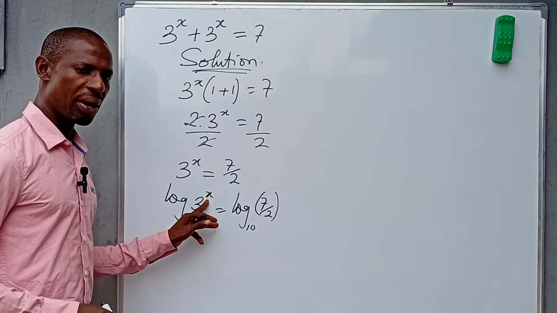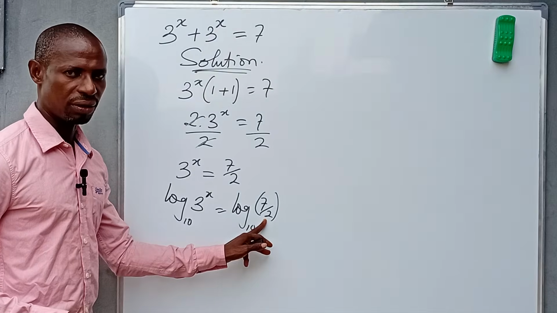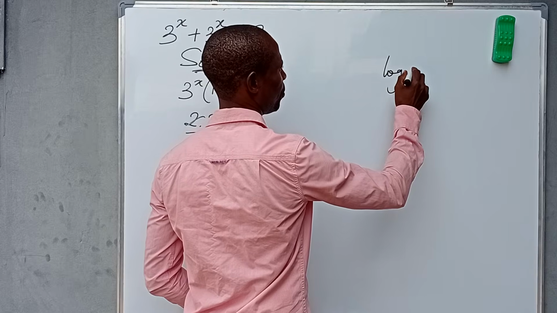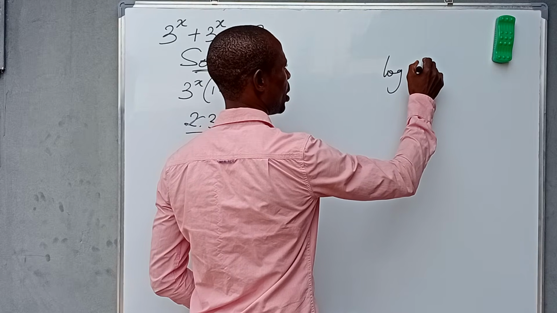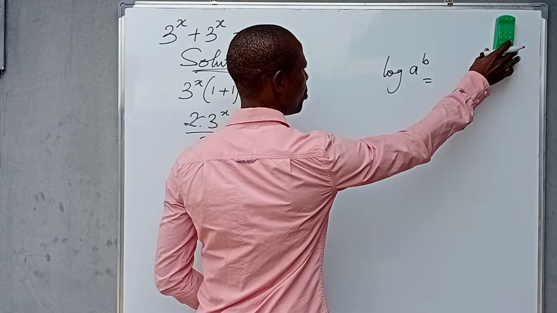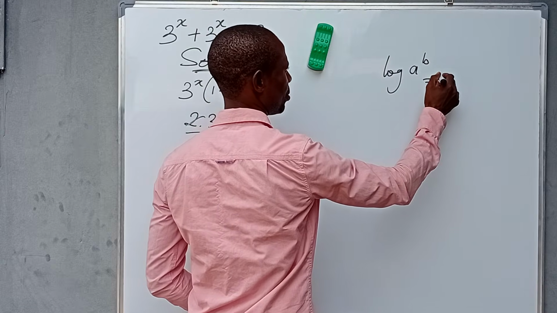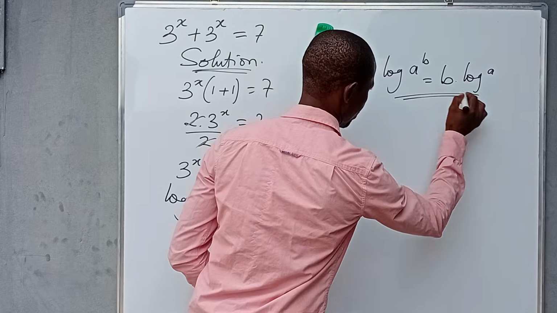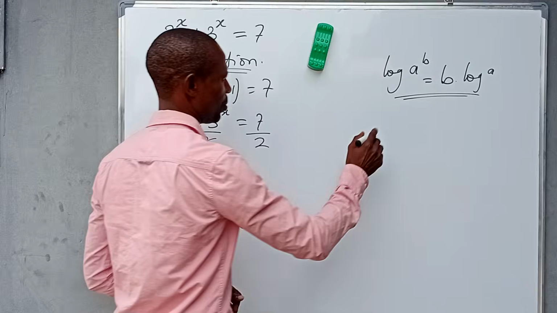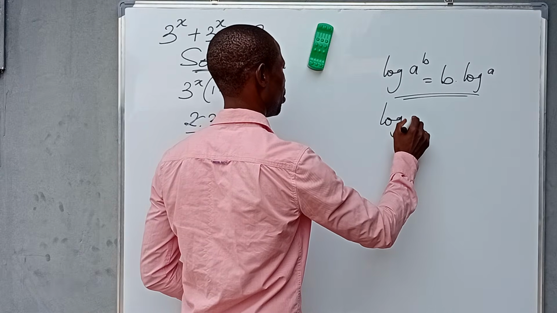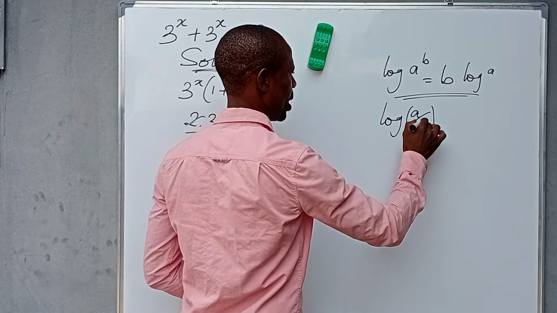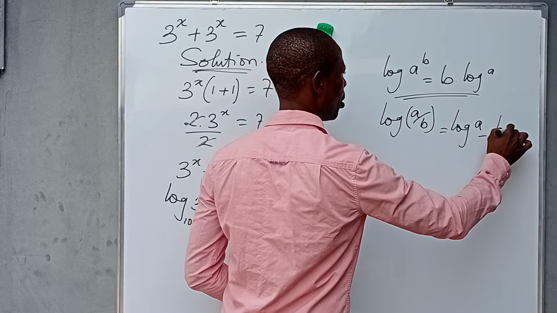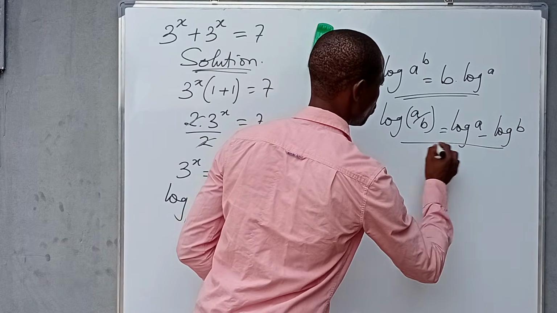So here we're going to apply the power law of logarithm, and here we apply the division law of logarithm. The power law of logarithm says that when you have the log of, let's take a to the power of b, then move the b back here to give us b times the log of a. Then the division law says that when you have the log of a all over b, then this is equal to the log of a minus the log of b.